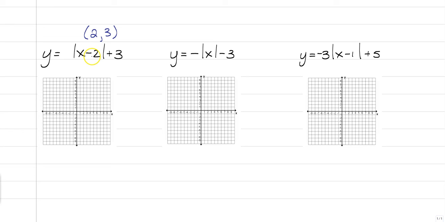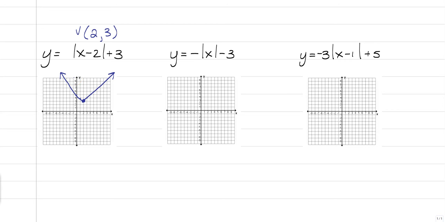But that's just known as our vertex. Our vertex is the opposite of the inside of our absolute value and our outside. So we went up 3 and we went right 2. So remember, left and right is our x-coordinate and up and down is our y-coordinate. So we can start out by just plotting 2, 3. Now we're going to use our slope. It's a positive 1. So we're just going to go up 1 over 1, up 1 over 1, up 1, left 1, up 1, left 1 because of the absolute value. So there you have it.